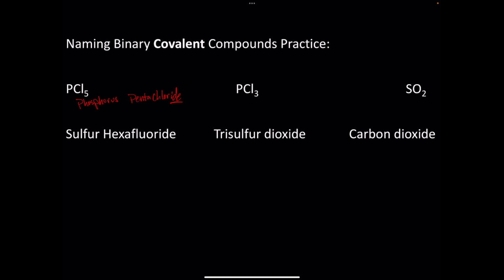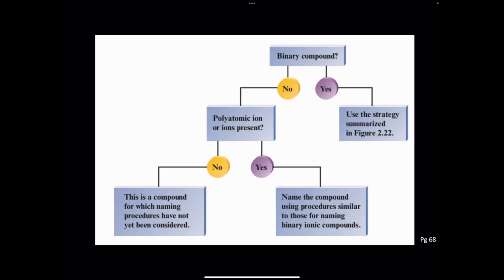Here are some other ones. Sulfur hexafluoride, which we can see sulfur has nothing in front of it, which means there's 1. And then hexafluoride, we're going to have 6 fluorine atoms. So again, these will need to be on your homework practice.